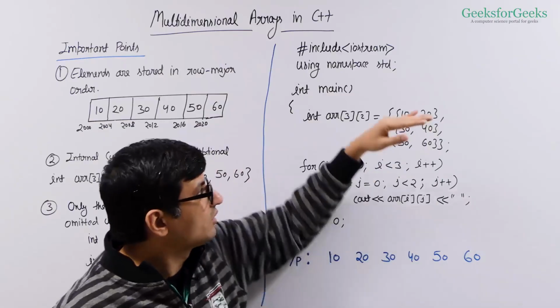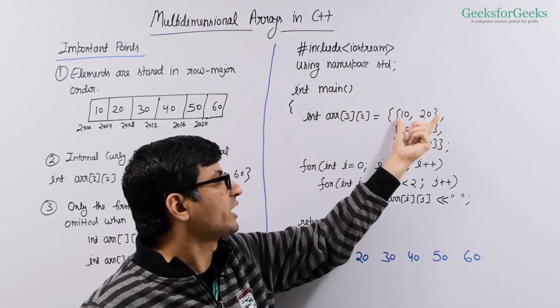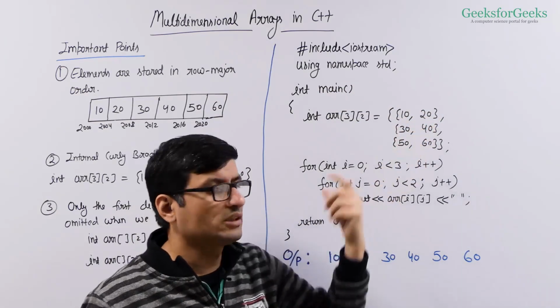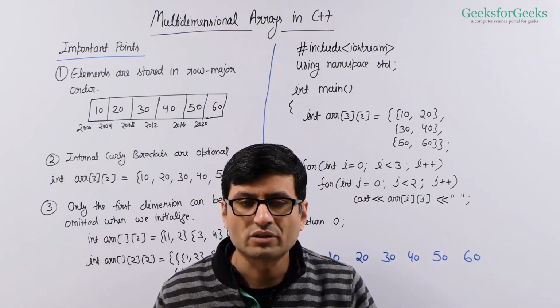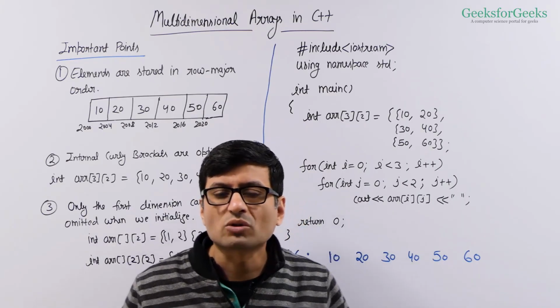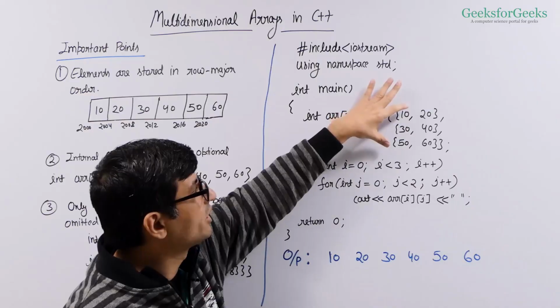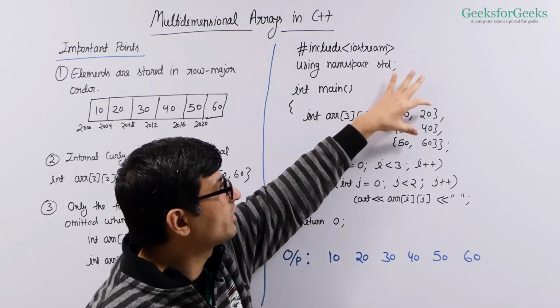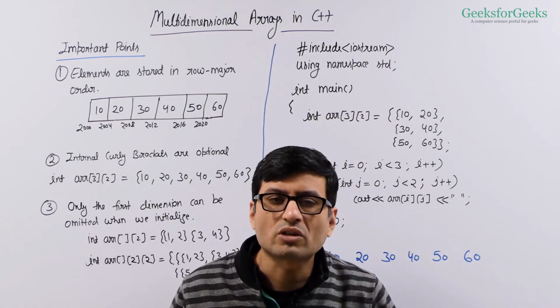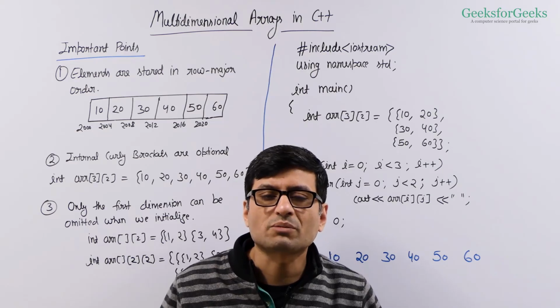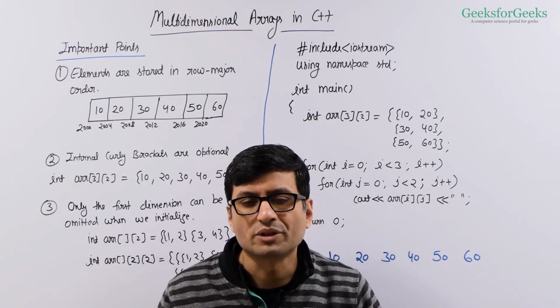Now there are 2 possibilities to store these multiple elements at contiguous locations. One is you go row by row. You first store 10, 20, then 30, 40, then 50, 60. This is called row major order. And the other possibility is you store column by column. You store 10, 30, 50, and then you store 20, 40, 60. This is called column major order. C++ programming language follows the row major order.